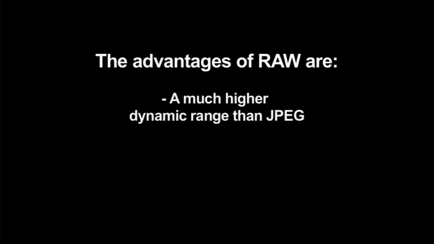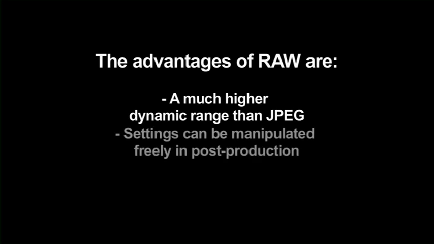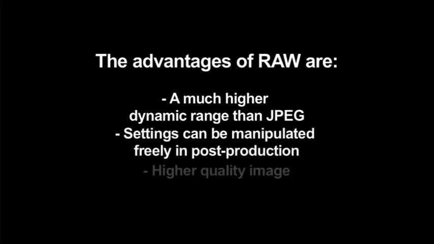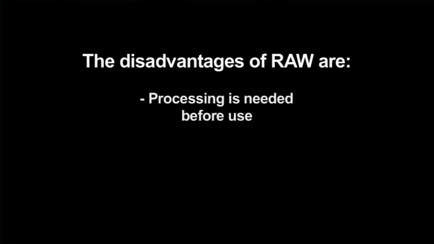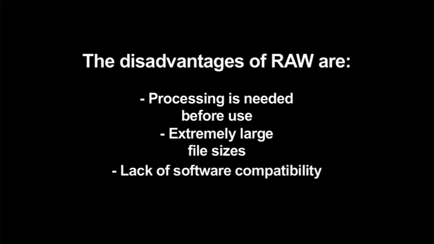Most professionals shoot in RAW. It's basically an unprocessed image, leaving you to process the image later in post. Advantages are, RAW files have a much higher dynamic range than JPEGs and can be manipulated more easily, and the quality is much higher. Disadvantages are you need to process them before you can use them. The files are huge and many programs can't even open them. My advice is to shoot in both RAW and JPEG. You can have the best of both worlds.